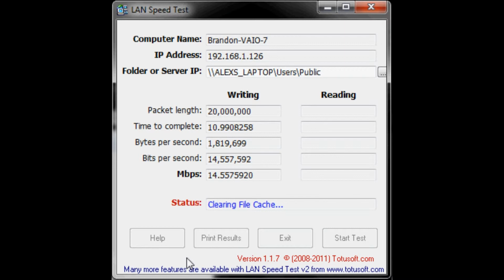So it just completed the write or upload phase of the test, and it was able to complete that at 14.5 megabits per second. It will now download the same file after clearing the cache from Alex's computer and give us the speed that it was able to do that at. And you can see that it was able to do that at 12 megabits per second.